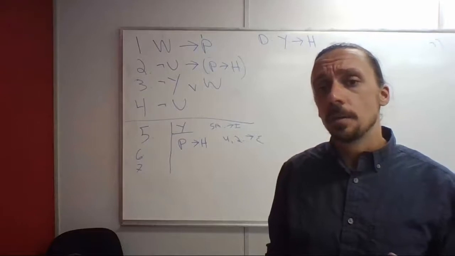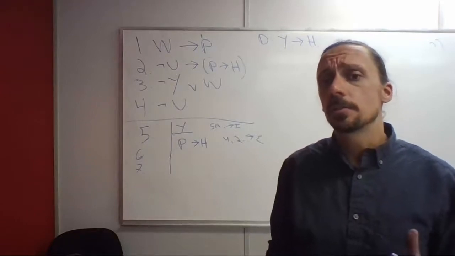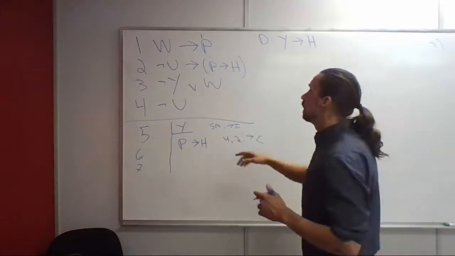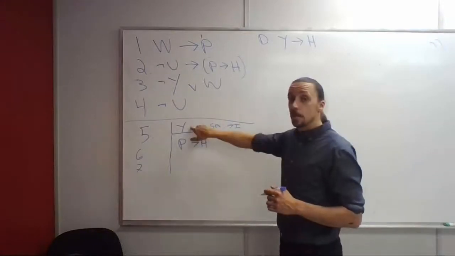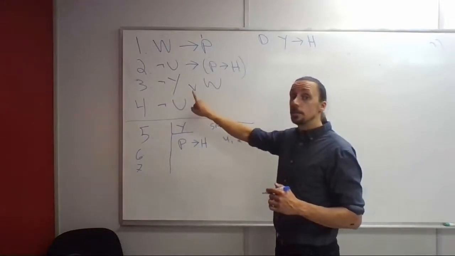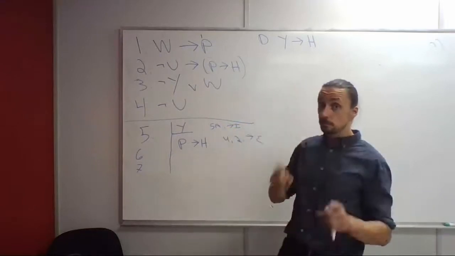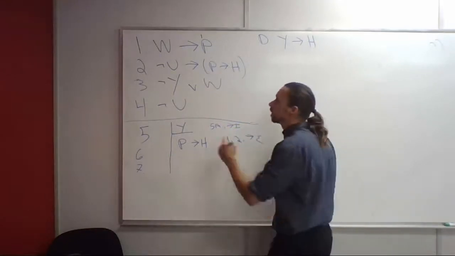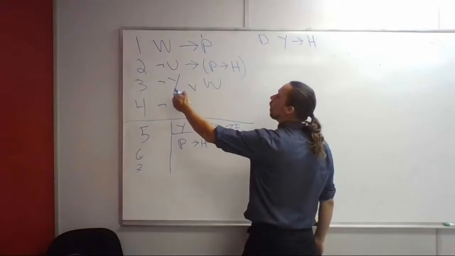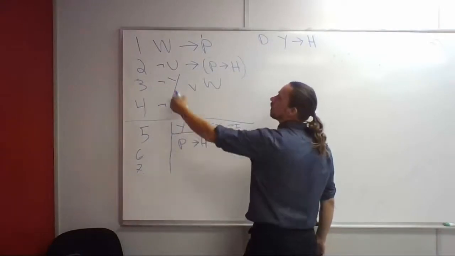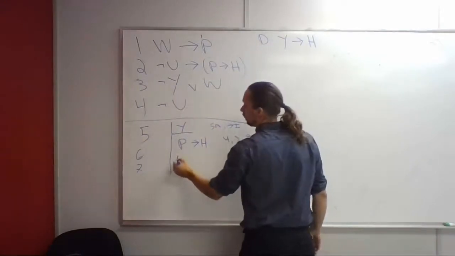We need W. W is in a conditional, and it's also in number 3 there: either not Y or W. But hey, we have Y, so maybe we can use a disjunction elimination. So we have Y, well, either not Y or W, but we have Y. So it can't be not Y, so it has to be W.